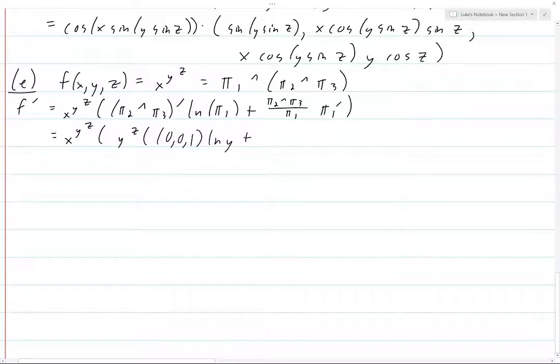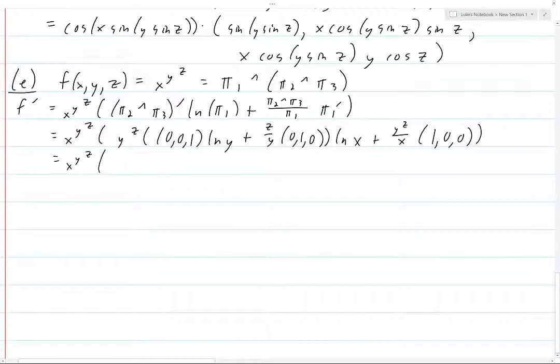Plus, when we take pi 3 over pi 2 times pi 2 prime, so z over y times 0, 1, 0. Okay, so this whole thing is pi 2 to the power of pi 3 prime. And then we can just add in everything else. So we have natural log of x plus y to the z over x times 1, 0, 0. Is that all the parentheses? I think that's right. Okay. So we have x to the y to the z.